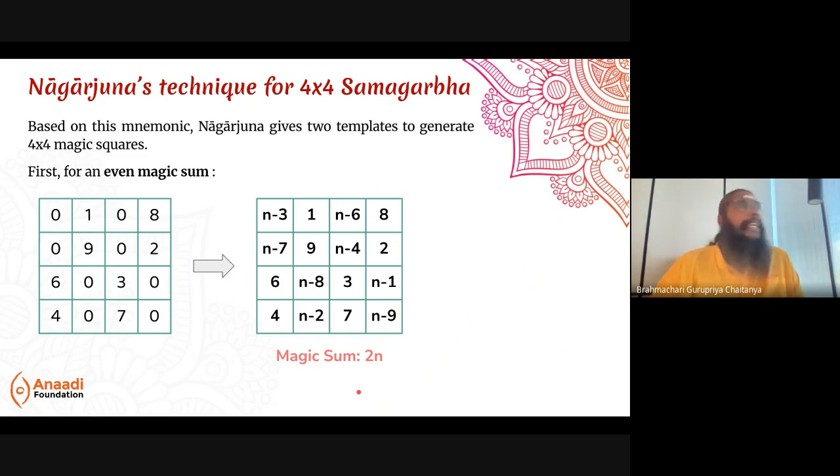Today's date is 10, or give me the birth year that you were born. Someone, any of you. 1979. 79. So 79 is an odd number. So we'll use the next template for the odd number. For an odd number, we have to be slightly careful.